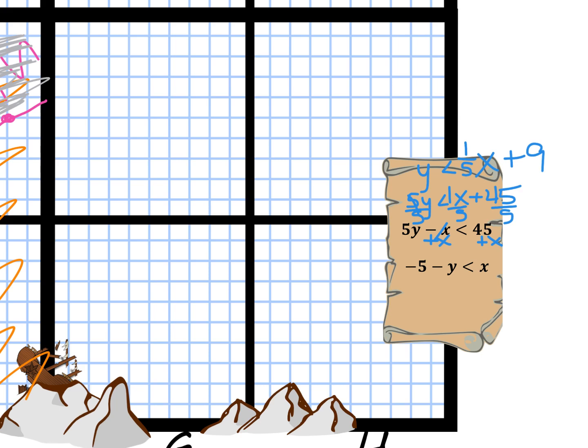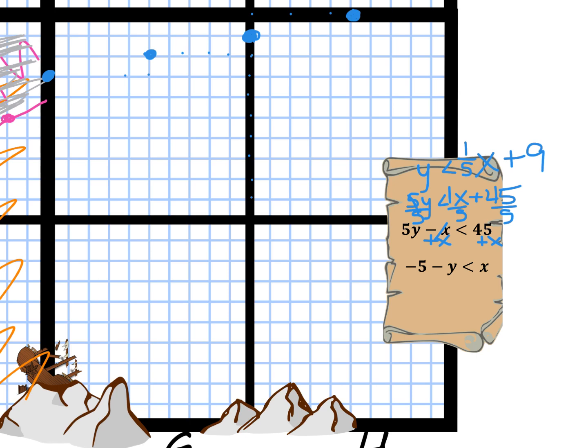All right, let's graph. 1, 2, 3, 4, 5, 6, 7, 8, slope of 1 over 5, and it's positive. So I could go up 1 and then 1, 2, 3, 4, 5, or down 1, left 1, 2, 3, 4, 5. So like the double negative. 1, 2, 3, 4. All right.